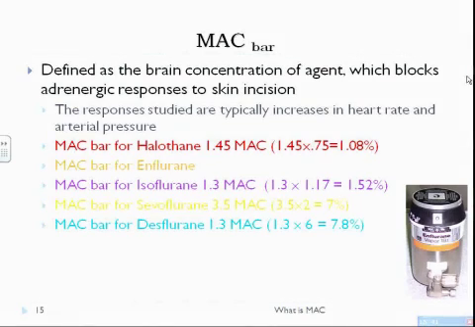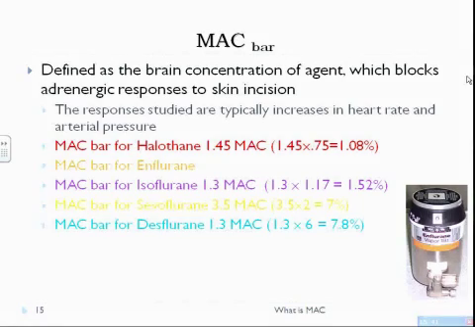The MAC bar for halothane is 1.4 MAC. It's a pretty significant value. Okay? If you look at the actual number, that's 1.4 times MAC of 0.75, so you would have to dial your halothane to 1.08. Now notice that the MAC bar changes between the agents. That's an interesting problem because that means it's not a universal concept for the gas. You have to sort of measure that.